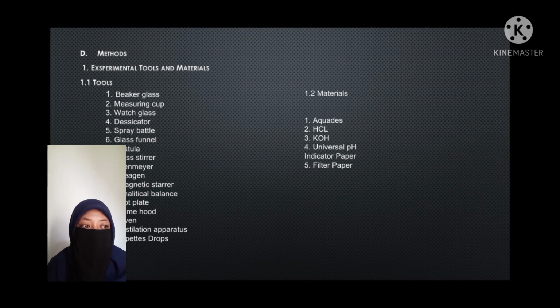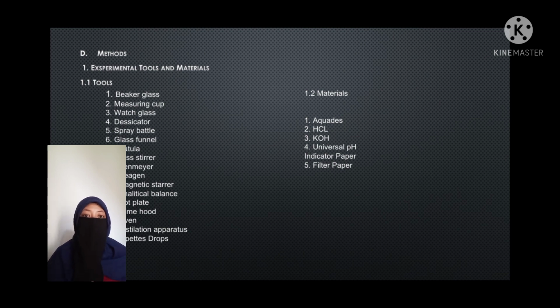The next part is the methods: experimental tools and materials. Okay, tools. Number 1, beaker glass. Next, measuring cup, watch glass, desiccator, spray bottle, glass funnel, spatula, glass stirrer, Erlenmeyer, reagent, magnetic stirrer, analytical balance, hot plate, fume hood, oven, distillation apparatus, pipette drops.